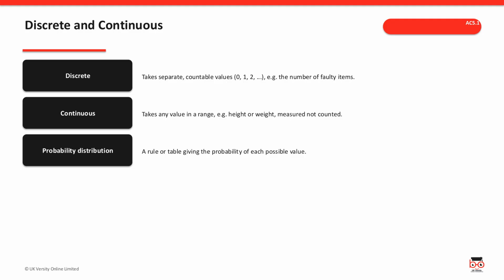So what's the difference? A discrete variable takes separate, countable values, 0, 1, 2, and so on, like the number of faulty items in a box. A continuous variable can take any value in a range, like height or weight, which you measure rather than count. And a probability distribution is simply the rule or table that gives the probability of each possible value. Counted versus measured, that's the quick test, and we'll come back to it at the end.